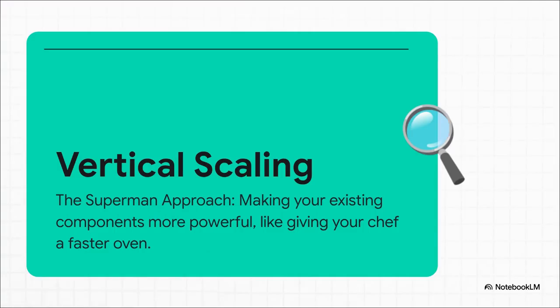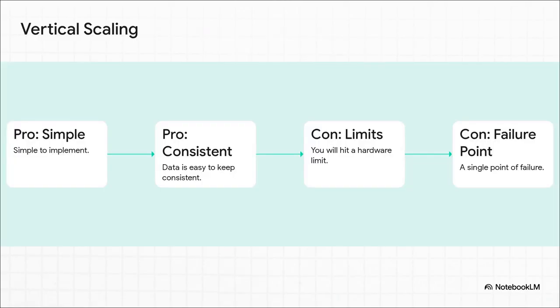So first up is something called vertical scaling. I like to call this the Superman approach. The idea is really simple. You just take what you already have and make it way more powerful. So in our pizza shop, this means we don't hire anybody new, we just give our one single star chef a bigger, faster oven. Now the upside here is that it's simple, right? It's easy to manage one super chef and all the orders are in one place so nothing gets mixed up. But, and this is a big but, there are major downsides. There's a hard limit to how big an oven can get, and more importantly, if your one super chef gets sick and calls out, the entire pizza shop shuts down. That's what we call a single point of failure.